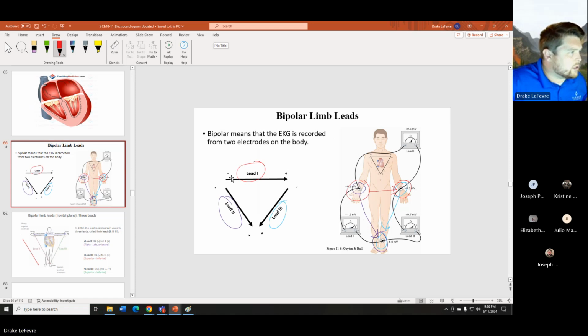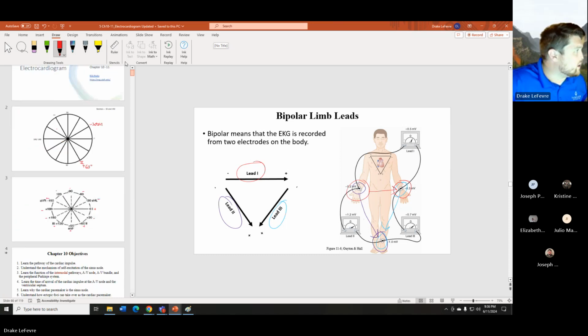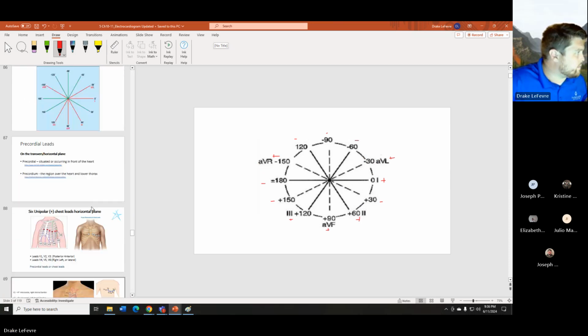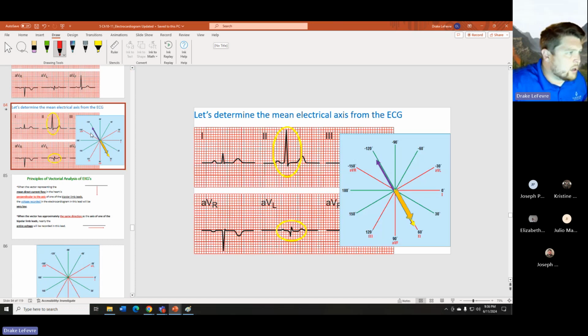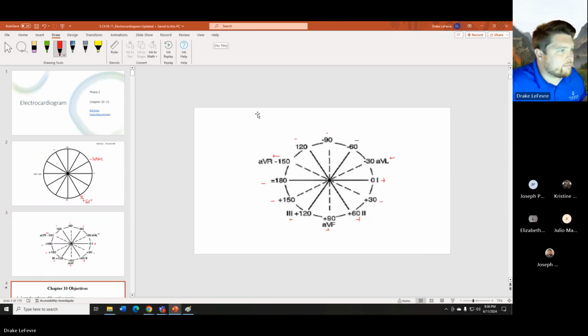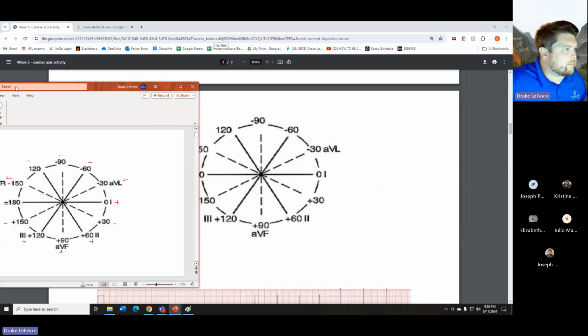Okay. Lead 1, negative to positive. Lead 3, negative to positive. Lead 2. So let's make sure. Lead 3, negative positive. Okay, that's all right. And then our, yeah, that's right. AVR is positive that way. AVL, AVF. Okay. We're set up right.